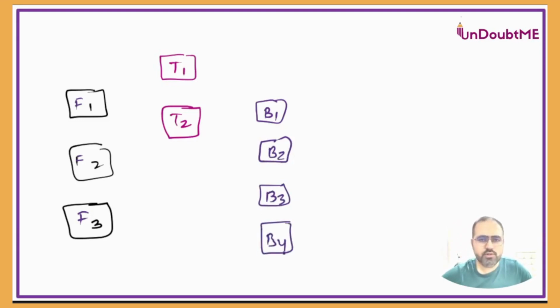Are you clear with the overall situation? Yes, sir. So there are three food options given to you. You have two tiffin boxes and you have four bags. Question is, how many possible ways are there with which you can select any of the food options to be put in one of the tiffins, to be kept in one of the bags?